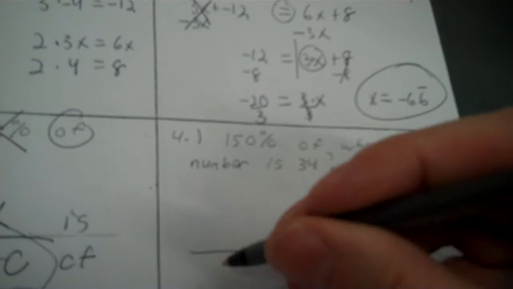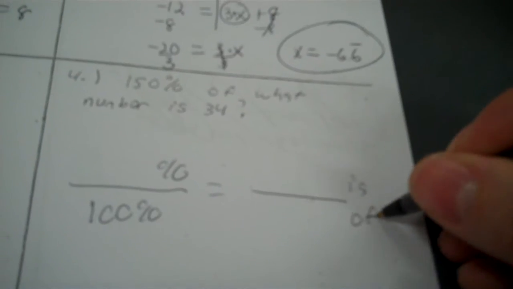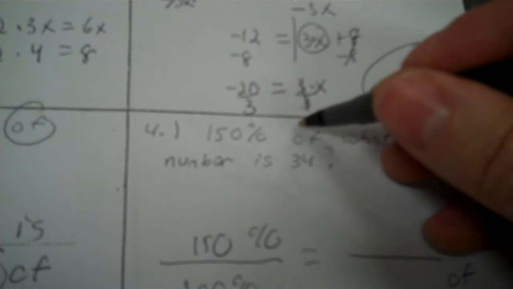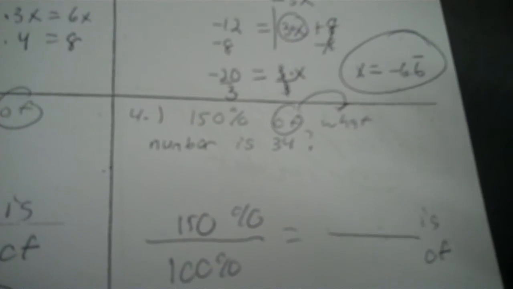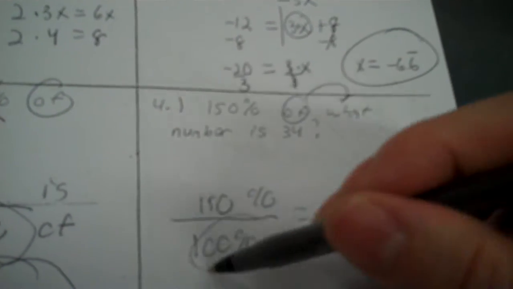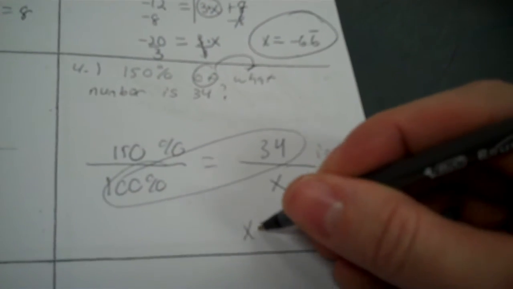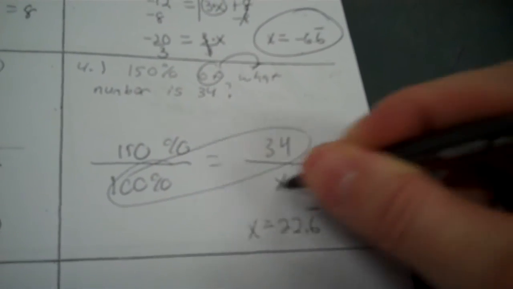150% of what number is 34? Remember, it's always this way. It's always is and of. So you got 150%. Now after of, I see the word what, so that means x would be here, and the is would be 34. So I cross multiply and divide. 100 times 34 divided by 150. 22.6 repeating. Don't freak out if you get a decimal like that. Just write it.